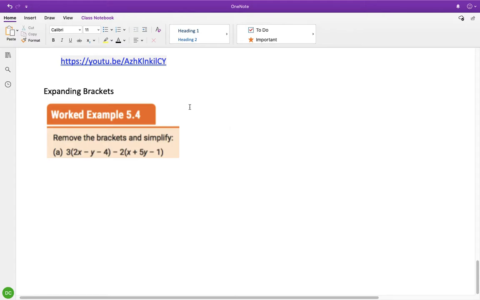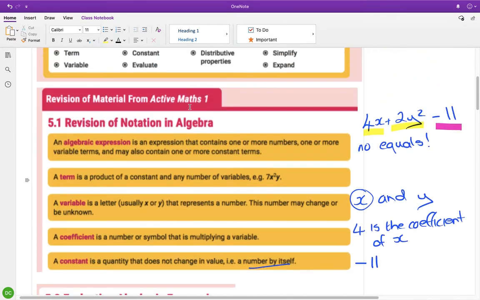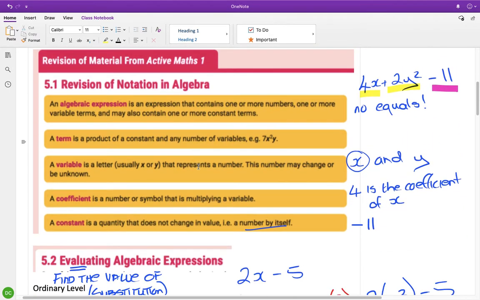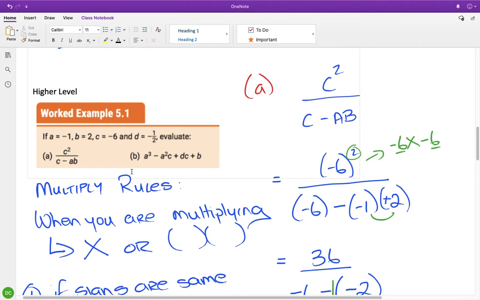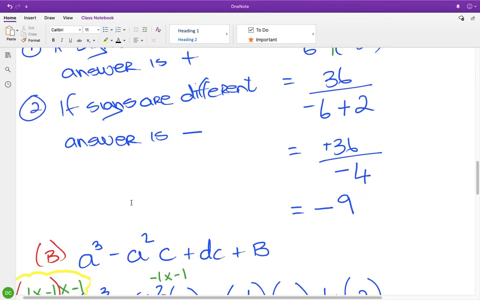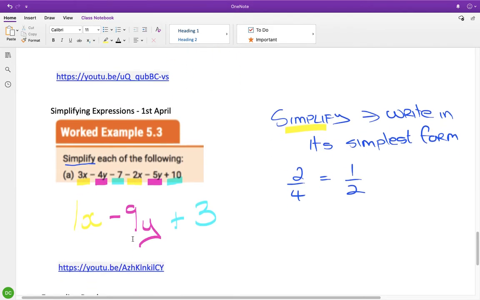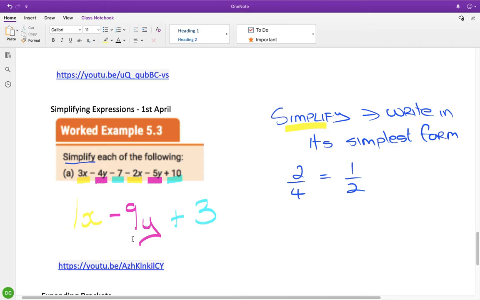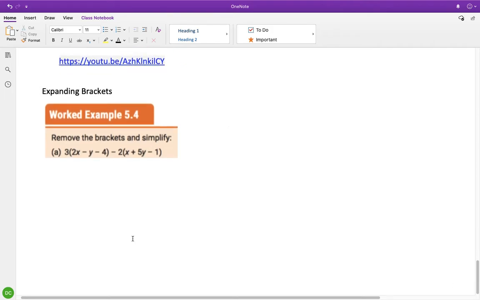Okay, so far in our algebra revision, we have done our notation. We've done evaluating, which is essentially substitution, where you're given a value and you sub it in for the letter. And then Wednesday we did simplifying, where you add together or subtract terms from the same family. Okay, so today we're going to move on to expanding brackets.